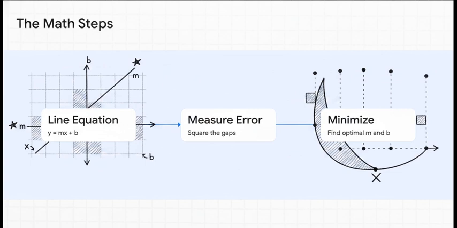And then step 3. This is where the magic actually happens, finding the exact m and b that minimize that error. Now, under the hood, calculus gives us an exact, perfect formula for this, so there's no guessing involved, no trial and error. The optimal slope and intercept can be computed in one single shot. And honestly, that is exactly why linear regression is so incredibly fast for computers to run.